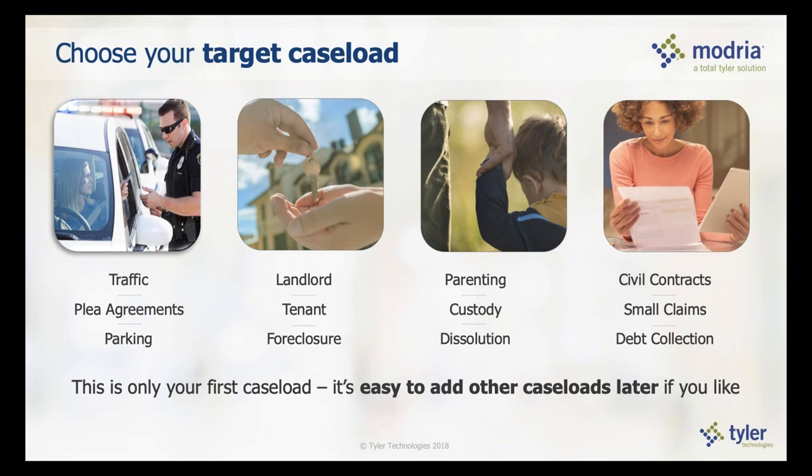Your best bet is to pick a case type that you feel like you're going to have success with, because once you're able to prove success on one, it's a lot easier to get buy-in and support on those additional case types. But the key thing to remember is you don't have to do them all at once. You can do these in an order that makes sense for your jurisdiction with your staffing and the processes that you have. And you can always add additional case types. This is one of many.